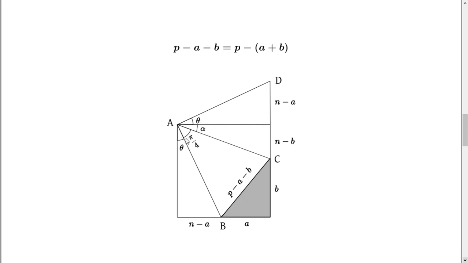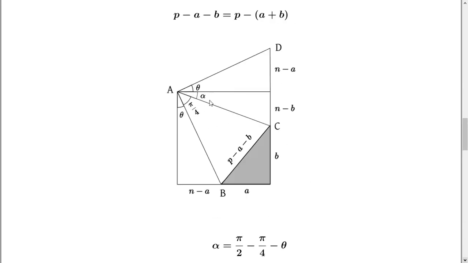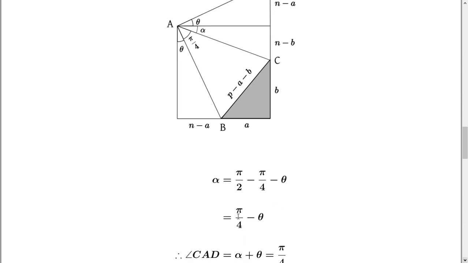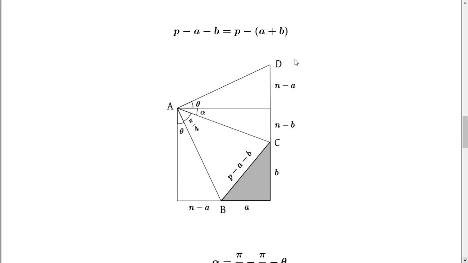Now let's call this angle theta, then this is also theta. Let's call this angle alpha. It's easy to find alpha in terms of theta because this whole angle is 90 degrees, pi by 2, and therefore alpha is pi by 2 minus theta minus pi by 4. That is pi by 4 minus theta. So we have a value for alpha. Now we can also find the value of CAD, that is alpha plus theta. Alpha is pi by 4 minus theta. So alpha plus theta would be this plus theta, that is pi by 4, which means CAD is pi by 4.